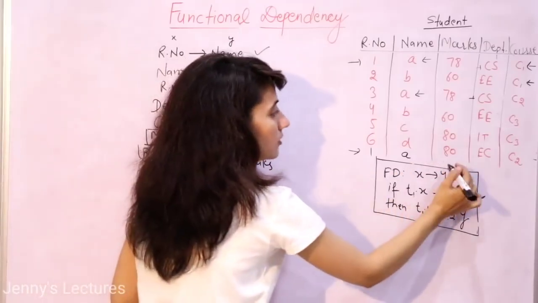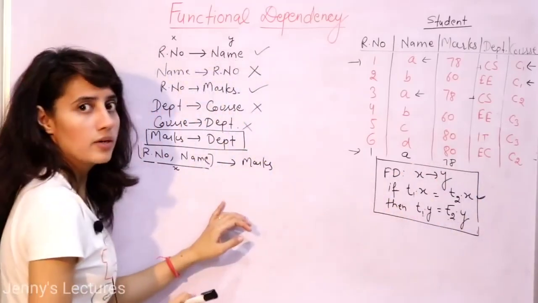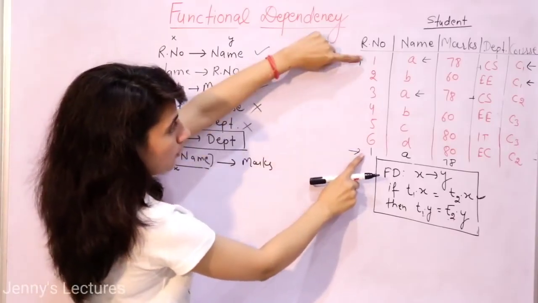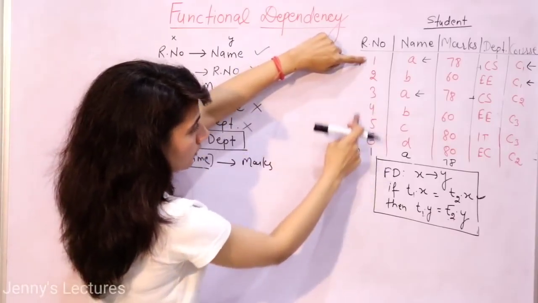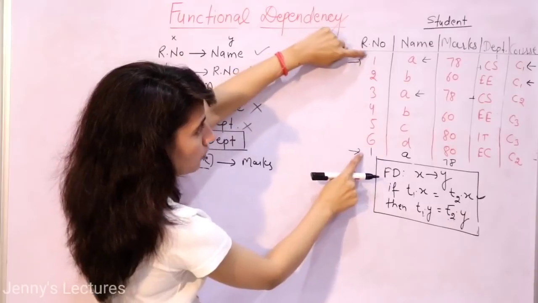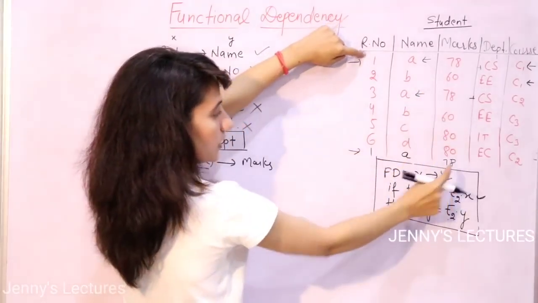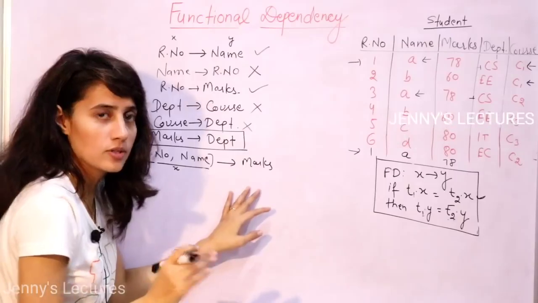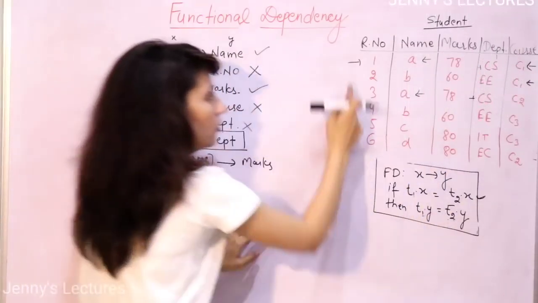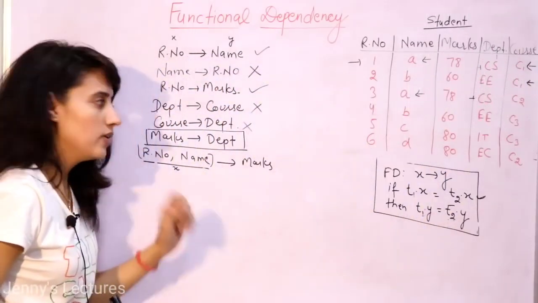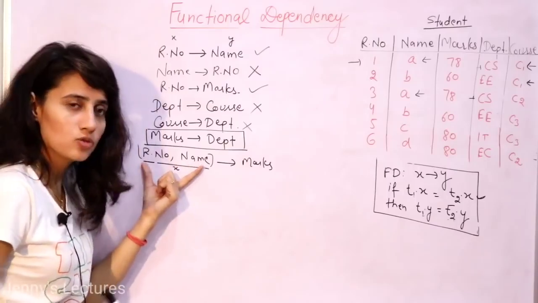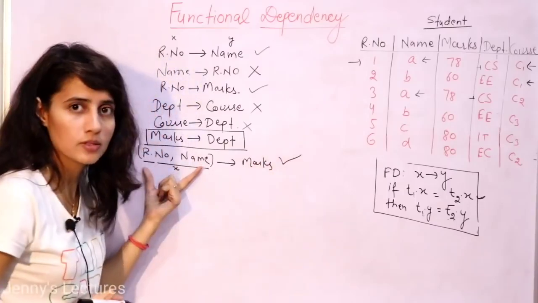If I am writing 78 again, right? Now only in the two tuples I have repeating values, no other tuple has repeating values. So for these only you need to check that marks are the same, so this is a functional dependency, right? But in this case, no repetition is there in roll number, so definitely there would be no repetition here, so definitely it would be a functional dependency.